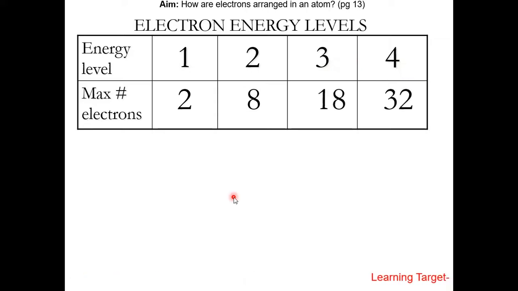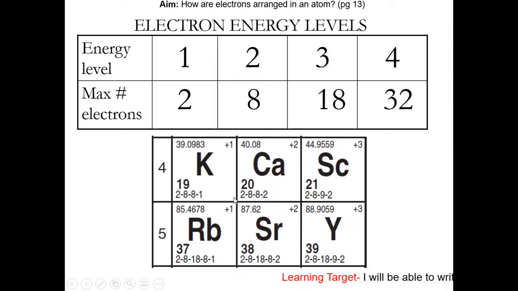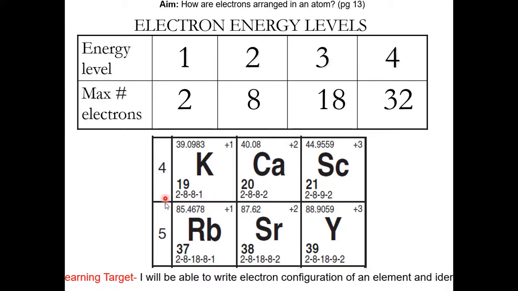So you may have noticed on the periodic table for the third and fourth energy levels of the larger atoms, there's something weird going on. Notice that it does not fill the third energy level completely before moving on to the fourth energy level, okay? There's a reason for this. I'll explain this issue later on in the unit.